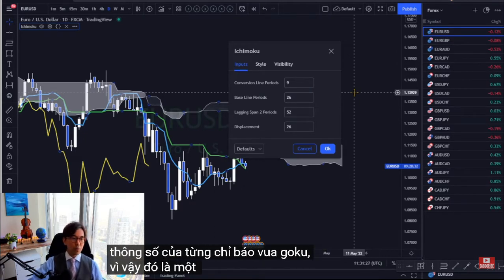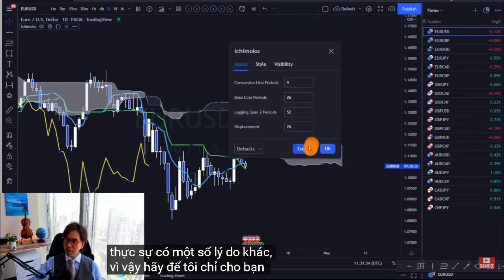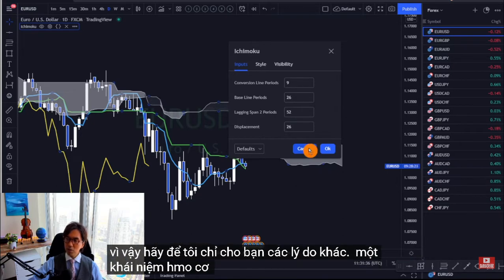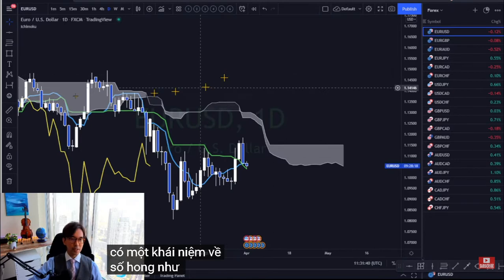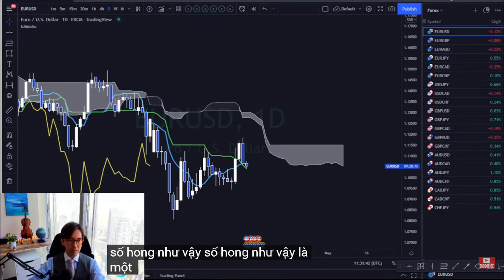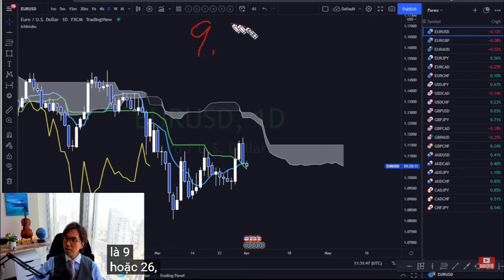So that's one primary reason, but actually there are some other reasons. Let me show you. As a basic Ichimoku concept, there's a concept of Kihon Suchi numbers. Kihon Suchi numbers are a series of numbers of Ichimoku, which are 9 or 26.